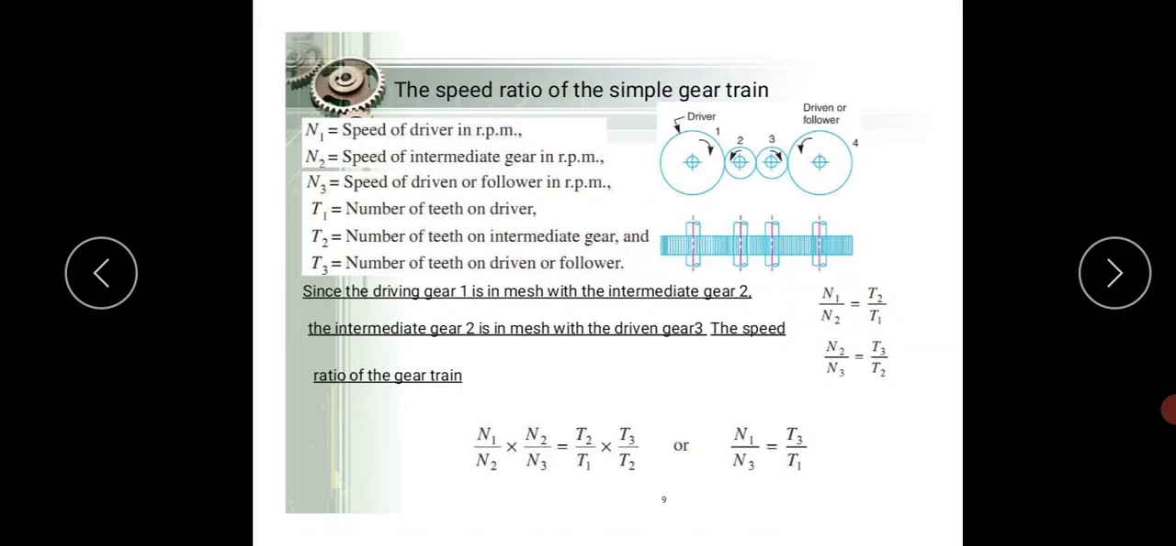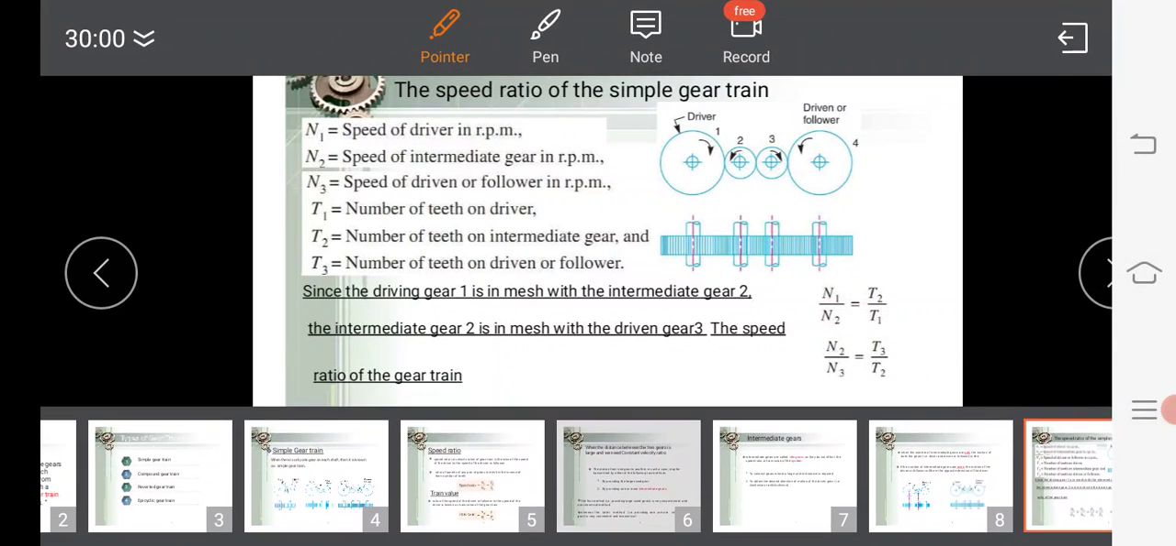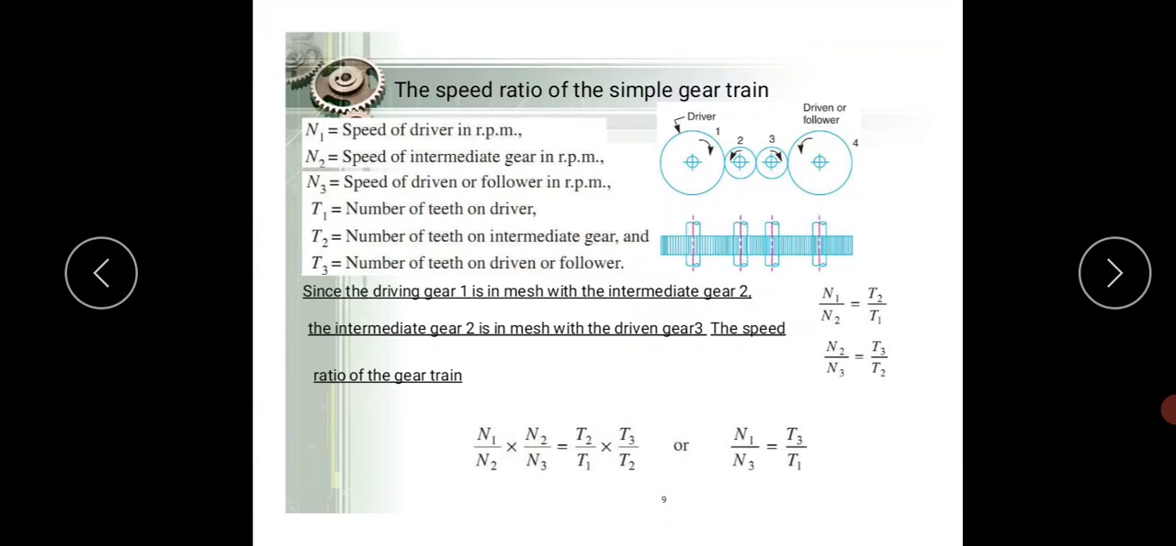Here, multiplying these speed ratios, N1 divided by N2 into N2 divided by N3 equals T2 divided by T1 into T3 divided by T2. In the end, N2 and N2 get cancelled, so we get N1 divided by N3, and T2 and T2 get cancelled, so N1 divided by N3 equals T3 divided by T1. This is the speed and number of teeth relationship of a simple gear train.